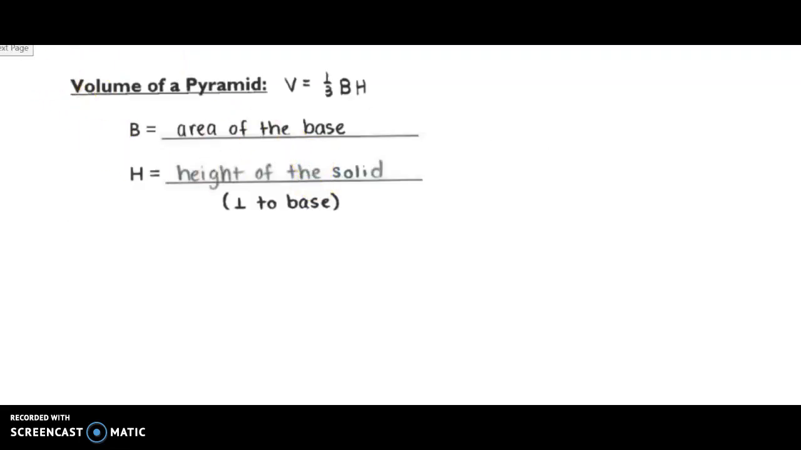I believe we're going into 11.5, the volume of a pyramid. Very similar to volume of prism, base times height, but for a pyramid it's a third of that. So 1/3 times the area of the base times the height of the solid.